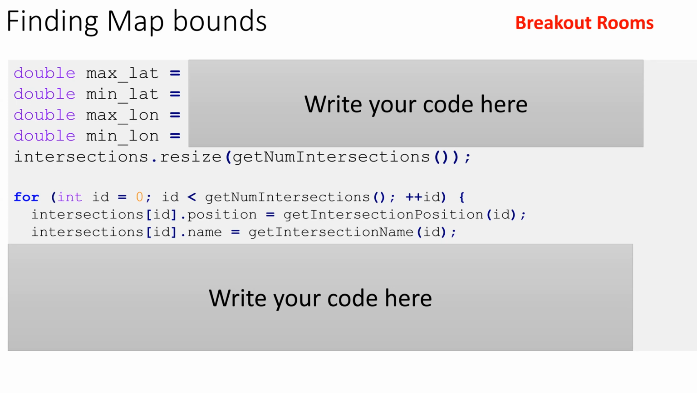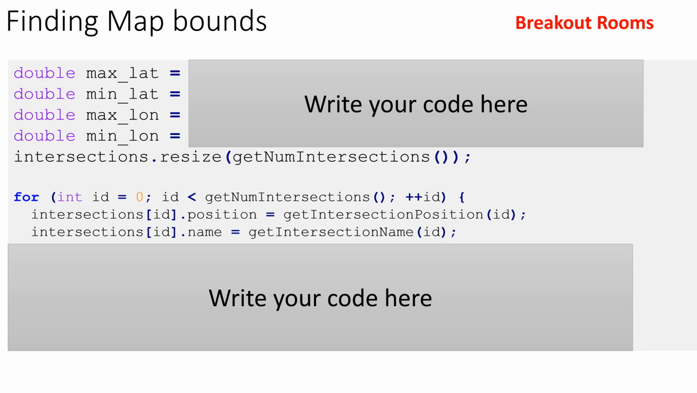It's not that hard, but how would you write the code to find the maximum latitude? I'll give you a big hint. There's a piece here, and then there's a loop. So let's just take maximum latitude. What should we set it to up here, before we go into the loop that looks at all the intersections? What do you think?